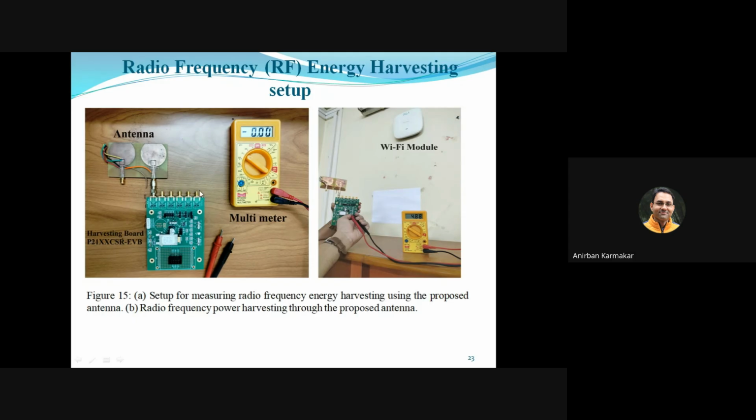So here our intended frequency is 2.4 gigahertz. We have inserted our antenna in the port of 2.4 gigahertz, right? This is the multimeter. Now we have measured the same in our lab. This is the Wi-Fi module. In our internal laboratory environment, we are almost getting 4.8 volt from this harvesting system. But in the ambient environment, we may not get this 4.8 volt. We have done this experiment only for laboratory purposes. In outer environments, the achieved voltage may be much lower.